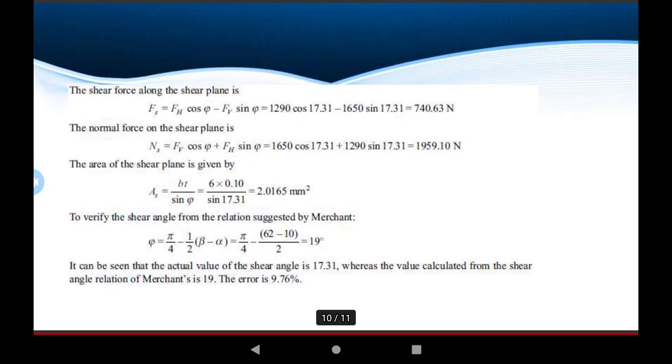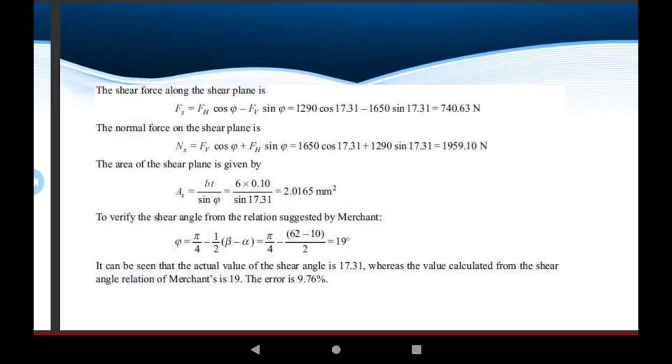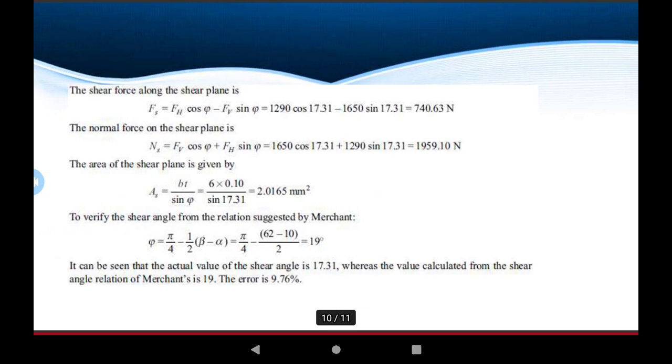The shear force along the shear plane is Fs, which equals the horizontal force times cos phi minus the vertical force times sin phi. Putting in the given values gives the value of the shear force in Newtons.